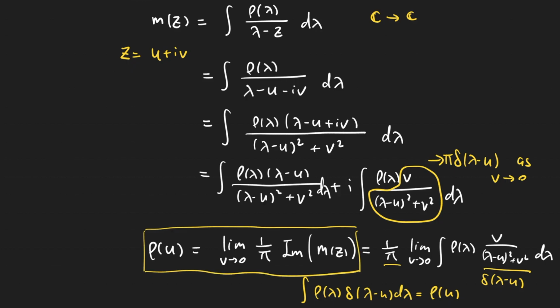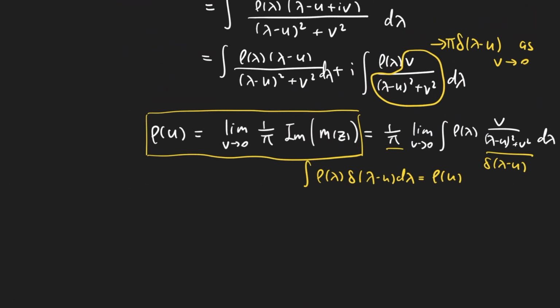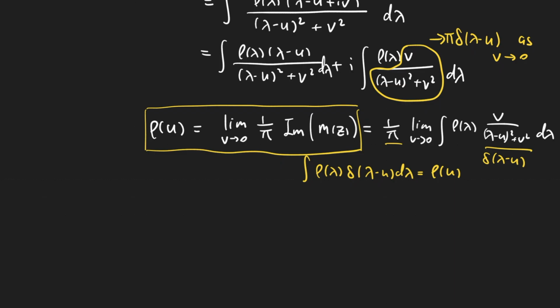Let's apply this to the Stieltjes transform m of z to see what density function we have for the Wigner matrix. Hopefully, we'll see the semicircle law. Now all we need to do is plug in the solution for the Stieltjes transform to obtain the density function. For this transformation, we have m of z equals minus z plus square root of z squared minus 4, over 2.